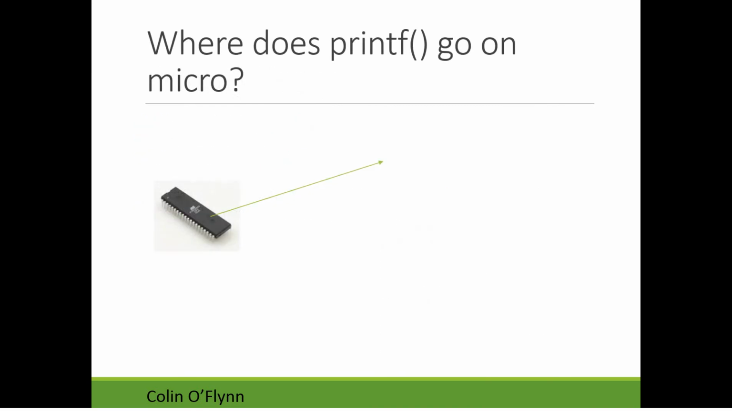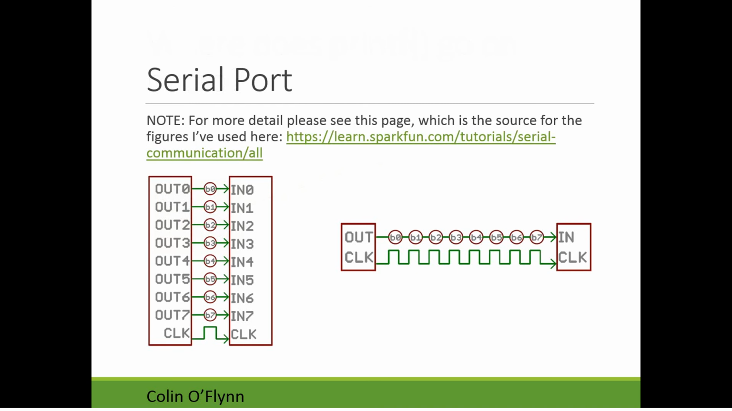Now the problem is on a micro, you just have this little black package with pins. Where the heck does printf go? There's no screen here that it's printing to. We can still get printf and we can still use it though. What we're going to do is use the serial port on the computer to receive this data. There's a link here that has a lot more information on serial communication. If you haven't used it before, it is useful, but I'll just quickly mention the basics.